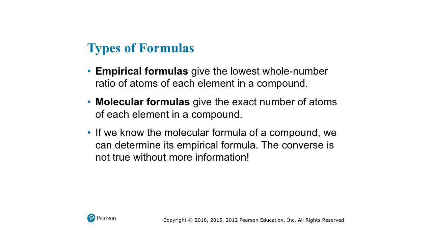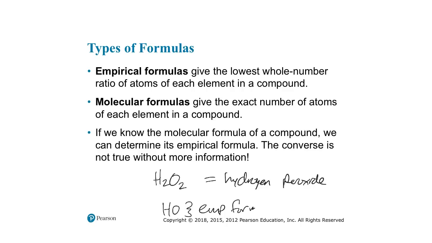So let's discuss different types of formulas. We have empirical formulas and molecular formulas. Let's give a quick example of a molecular formula and picture a compound. Let's say we are working with hydrogen peroxide. The formula of hydrogen peroxide is H2O2. For hydrogen peroxide, you could express the simplest ratio of the atoms in the compound. That would be HO. This would be the empirical formula, the simplest ratio of the atoms in hydrogen peroxide, but H2O2 would be the molecular formula.